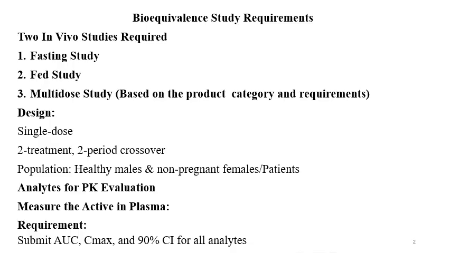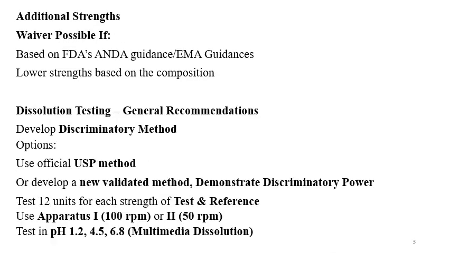Analytes for the PK evaluation, mainly the parent compound or active compound is measured, and the applicant is required to submit the data for the AUC, Cmax, and sometimes Tmax and other secondary PK parameters. The bioequivalence is based on the 90% CI for all the analytes. Generally, 80 to 125% for the CI is required.